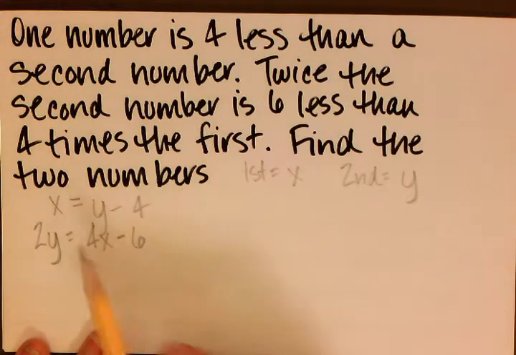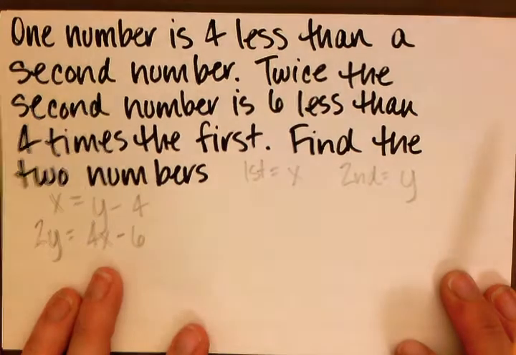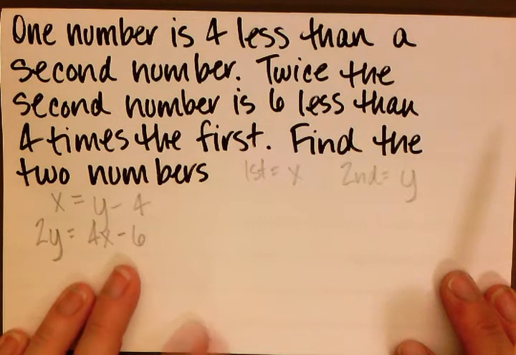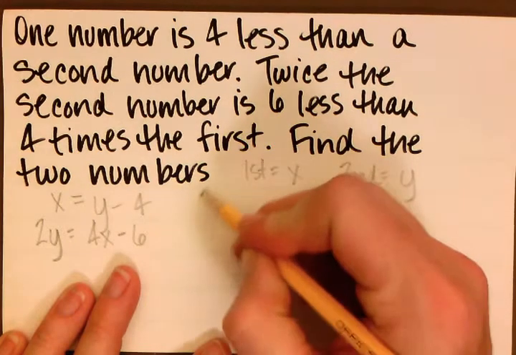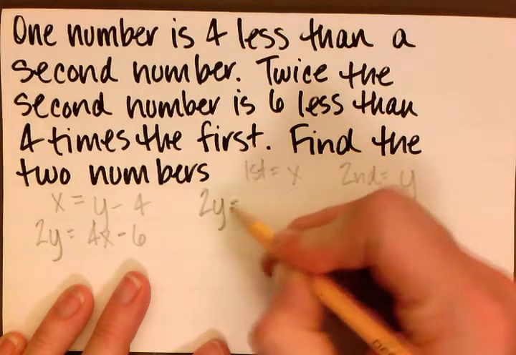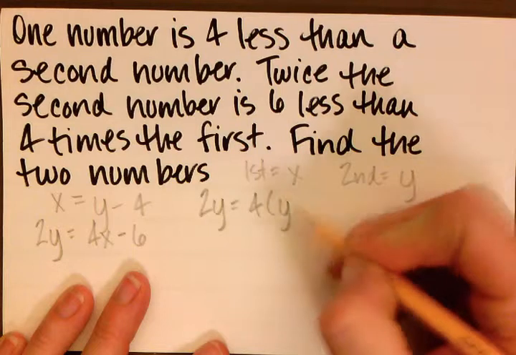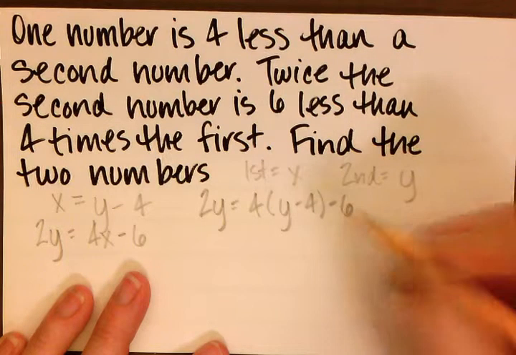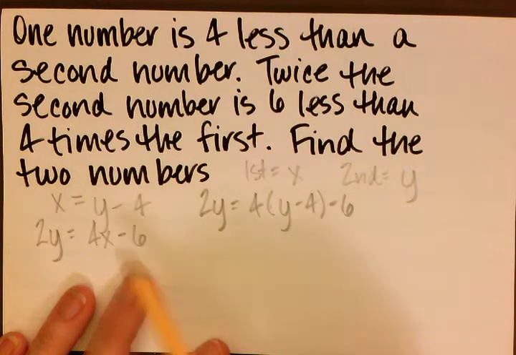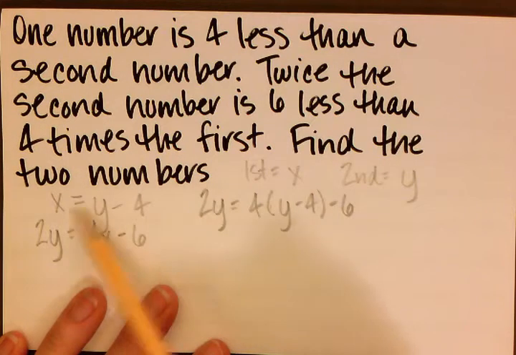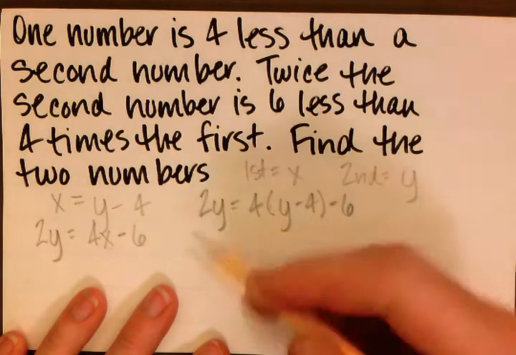What I'm going to do, because we already have an x equals, is just go ahead and take our second formula and plug in the x and solve from there. So we have 2y equals 4 times y minus 4, minus 6. We plugged in whatever x equaled in our first equation into the x placement on the second equation. And now we can solve.